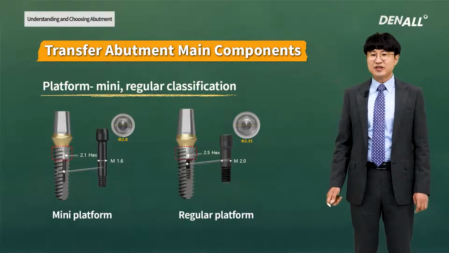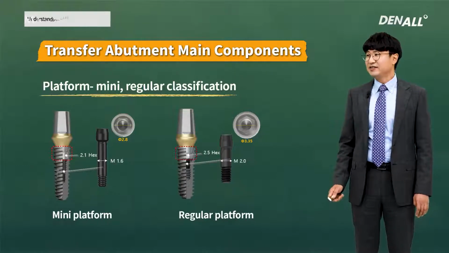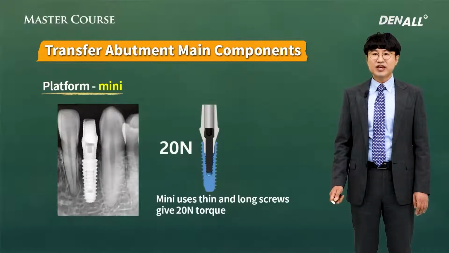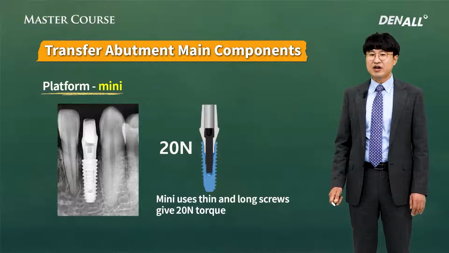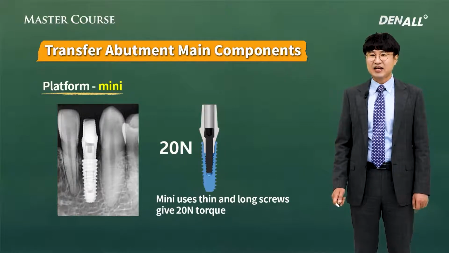Regular platform abutments are used for fixtures with a diameter of 4.0 or above. For mini platforms, long screws are used with up to 26 Newton-centimeter torque according to the manufacturer's instruction. In the meanwhile, for the regular platforms, up to 36 Newton-centimeter torque is used according to the manufacturer's instruction.